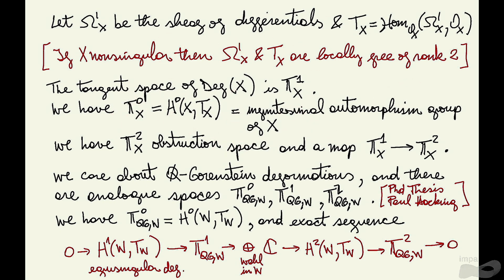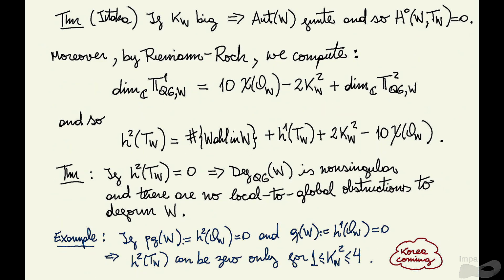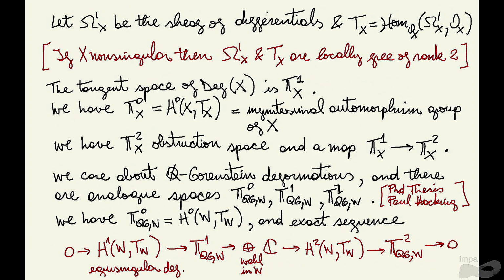Sorry, but it seems like I don't have maybe enough time to do the example, so I have to go a little bit quicker now. We care about Q-Gorenstein deformations, and there is a similar picture. There is a T^0_QG, the Q-Gorenstein T^1, which is the tangent space, and T^2. Okay, obstruction, tangent, and automorphism. One can prove that this T^0 is going to be actually the sections of the T_W.